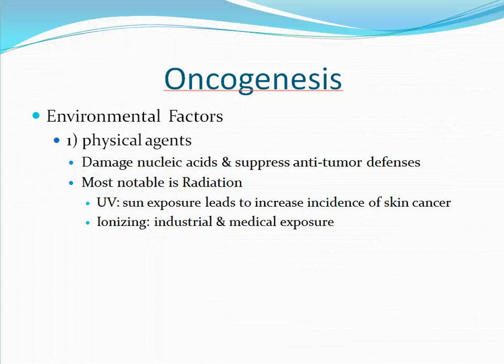Radiation comes in two forms, one being UV radiation. This is from sun exposure, and we know that exposure to sun over time leads to an increased incidence of skin cancer. Ionizing radiation is industrial radiation as well as the radiation from medical exposures, such as X-rays, dental X-rays, and also what miners are exposed to.